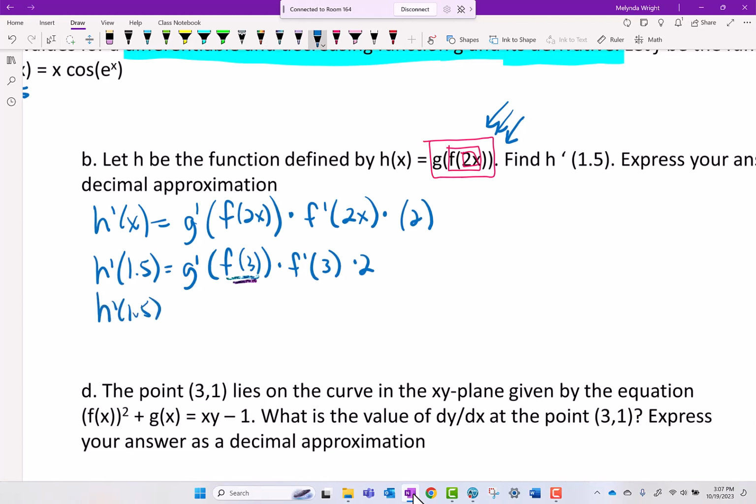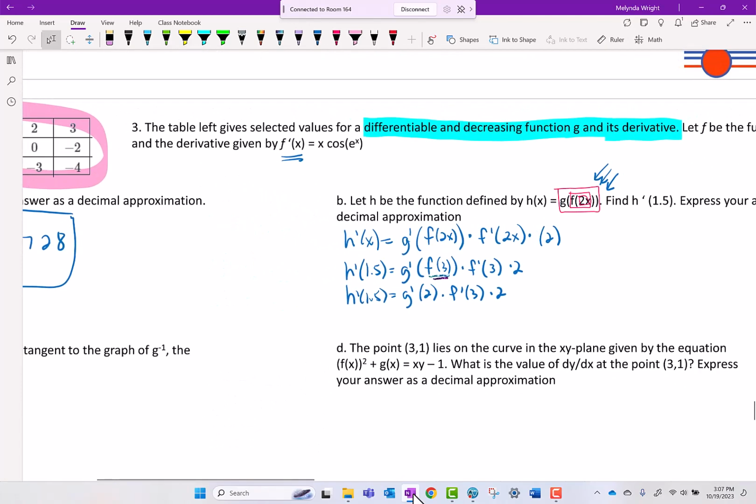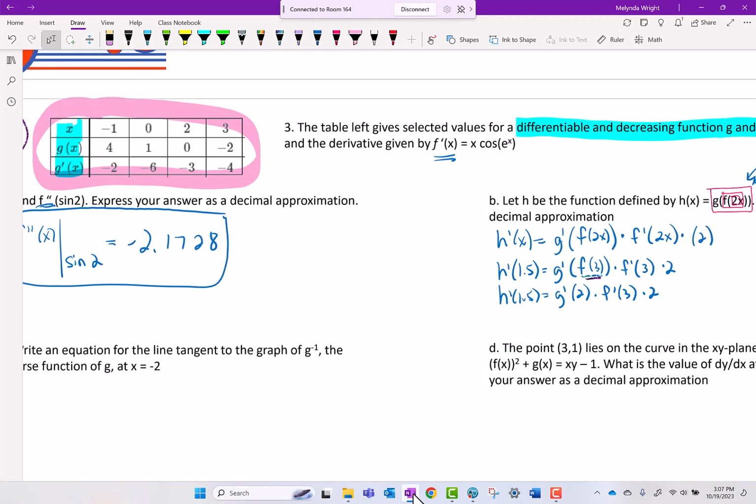of 1.5 equals g prime of 2 times f prime of 3 times 2. All right, well, the g prime of 2, remember g is in the table over here. So let's get this table. So g prime of 2, there's a g prime, here's the 2. So g prime of 2 is negative 3. So negative 3 goes right there. Okay, I got it right out of the table.